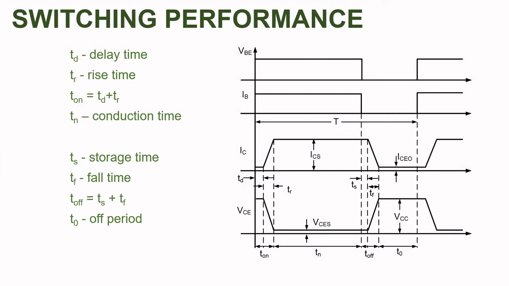Switching performance, or the transistor switching characteristics. A transistor cannot be turned on instantly because inside the transistor there is the presence of internal capacitance. The switching waveforms of the transistor are shown in the figure. The on time of the transistor comprises two different times. First is the delay time and second is the rise time.